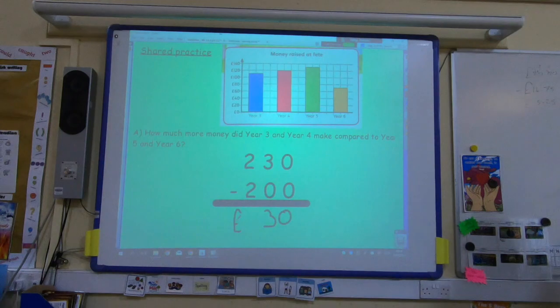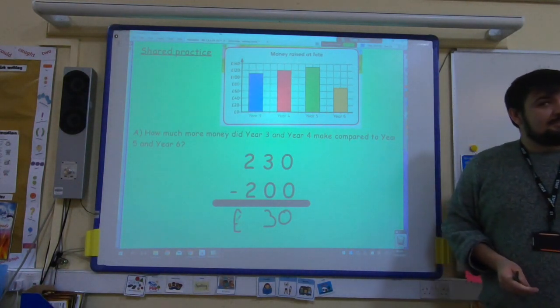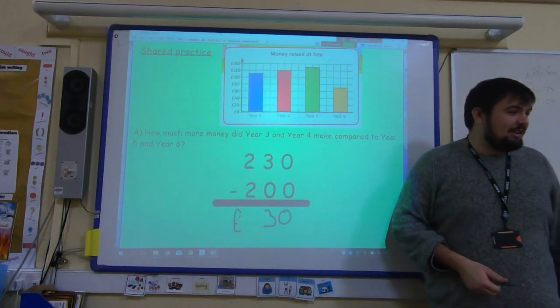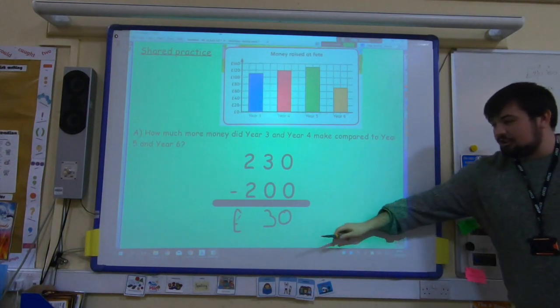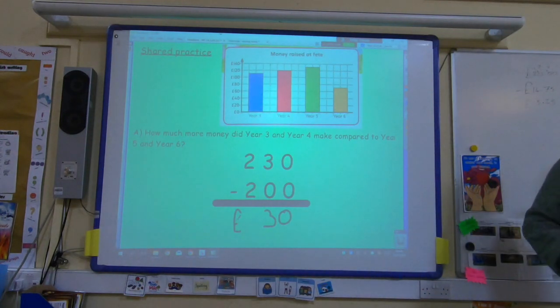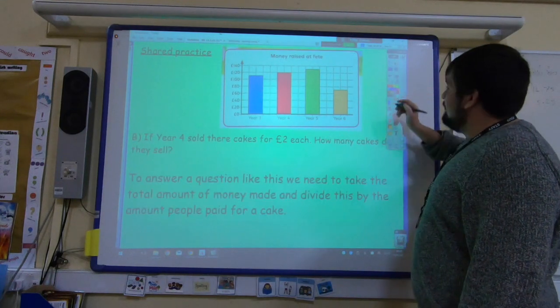So who made the most money? Year 3 and 4, good, yeah, years 3 and 4, they made the most money. They made £30 more than year 5 and 6. Good stuff. Have a wipe, wipe those boards off.